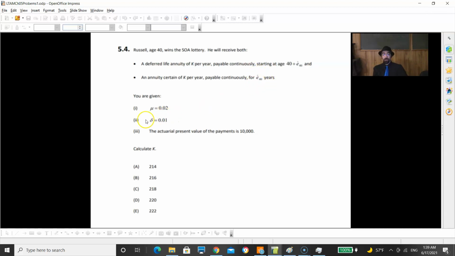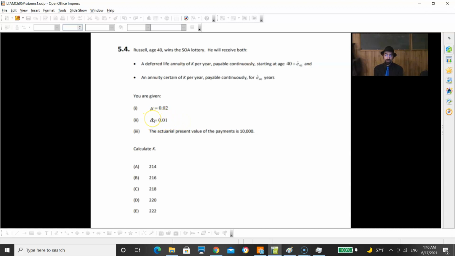Fortunately, that's not hard. Force of mortality is 0.02. And in your head, you should recognize that means circle E40 is 50. Right? When you have constant mortality, when you think back to exam P and remember how exponential distributions work, the average is just 1 over the force of decrement, or whatever this time constant is.